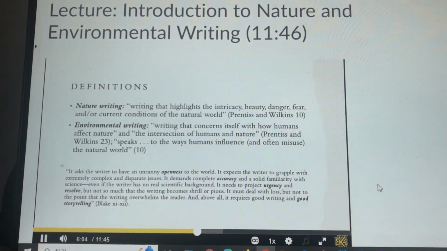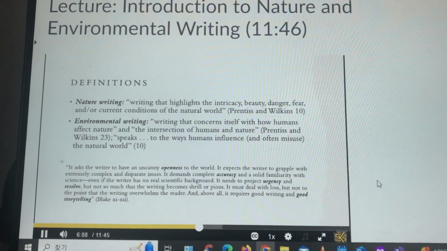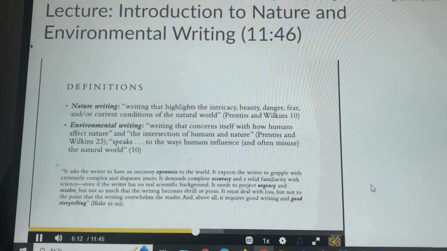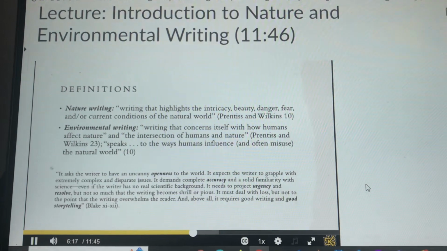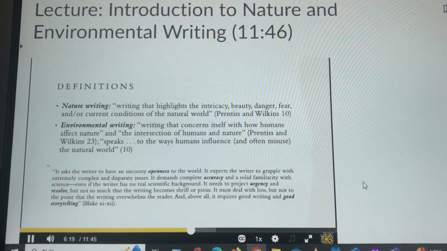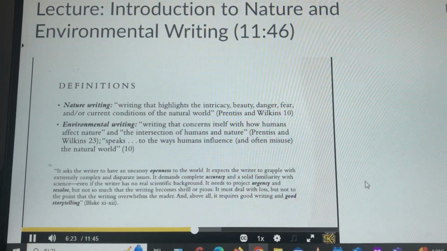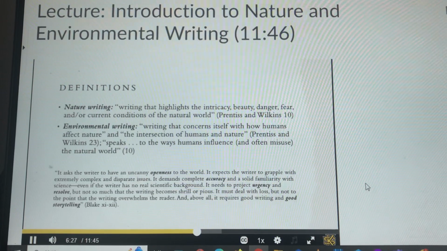Writing effectively and compellingly about nature requires many tools. It asks the writer to have an uncanny openness to the world. It expects the writer to grapple with extremely complex and disparate issues. It demands complete accuracy and a solid familiarity with science, even if the writer has no real scientific background.